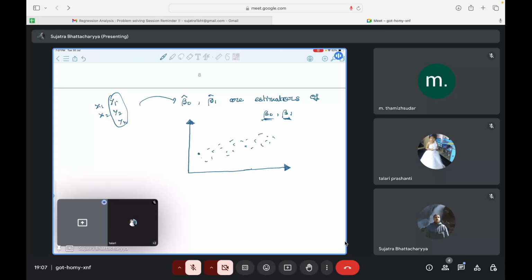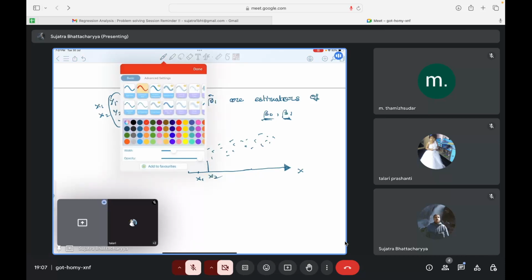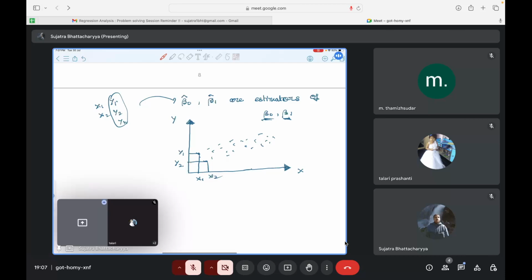So suppose this is, say, x1, this is your x2, this is your x axis, this is your y axis. So this is your actual y1, sample y1, this is your actual y2. Now suppose your best fit line comes out to be like this. This is your fitted line.